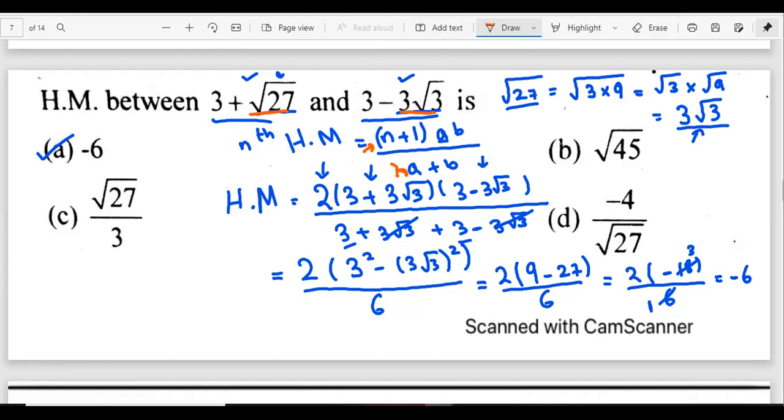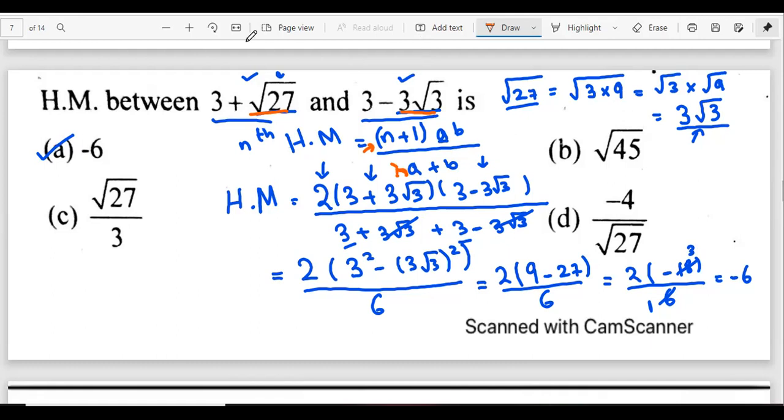Yes, any idea? Are you okay with this, Dua and Mehdi? Yes, ma'am. I think we should go with the easier formula, that is h is equal to 2ab over a plus b. And we will get it in an easier way.